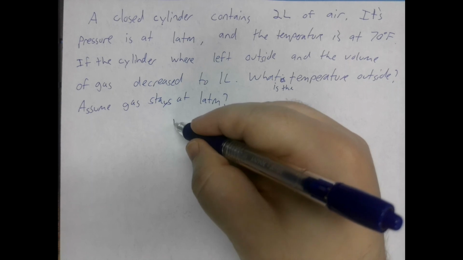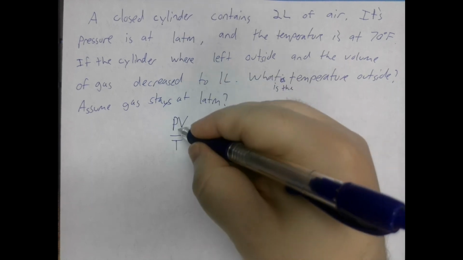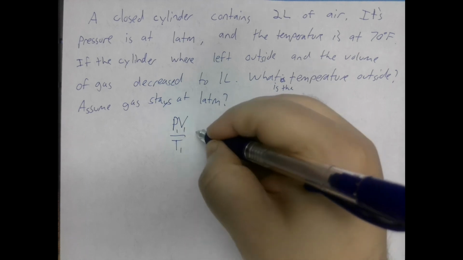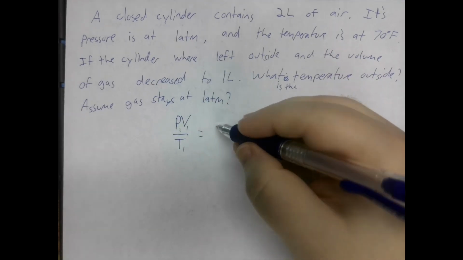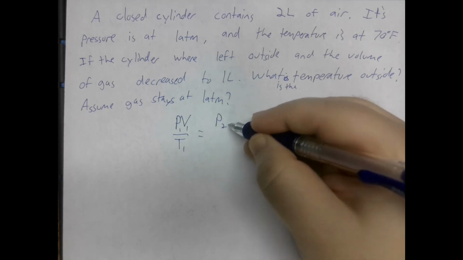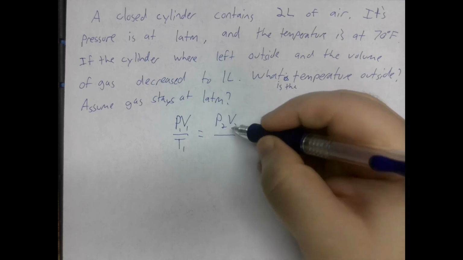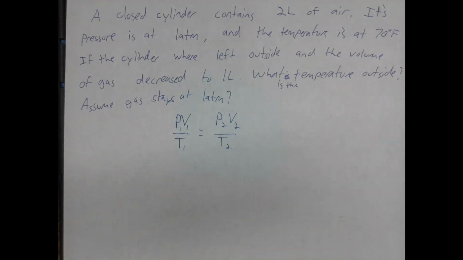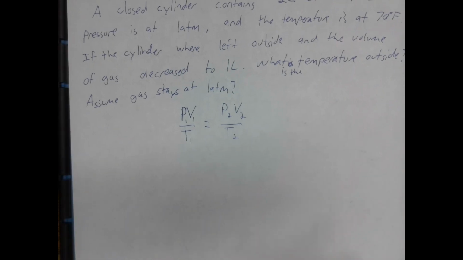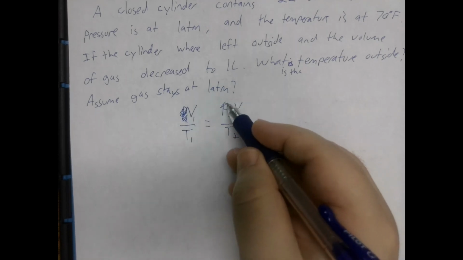So this is a standard gas law problem. Initial pressure times initial volume over initial temperature has to equal final pressure times final volume over final temperature. Pressure stays constant. That means we can remove it from the equation.